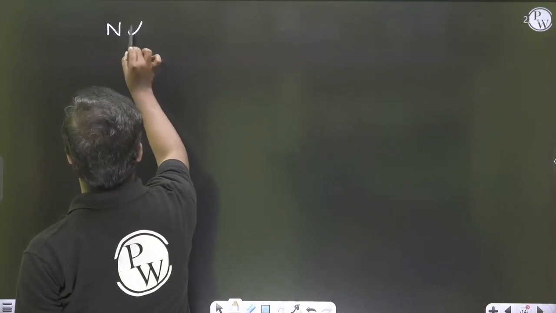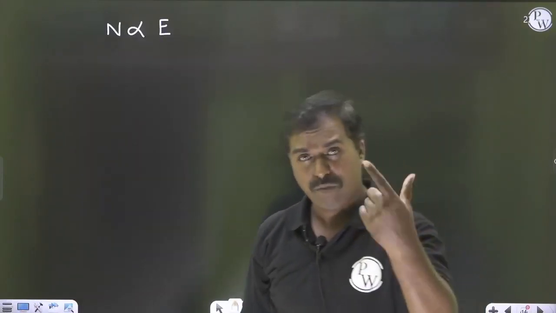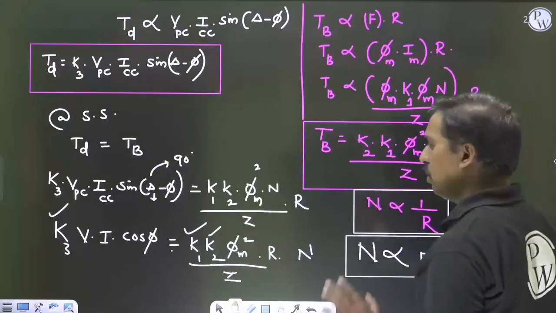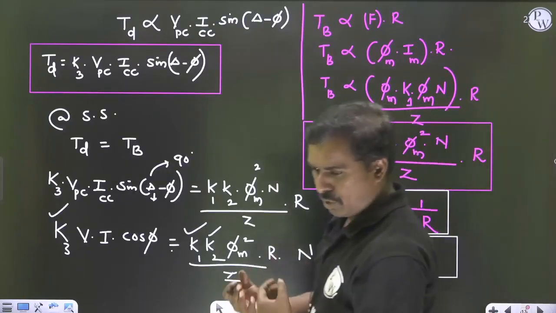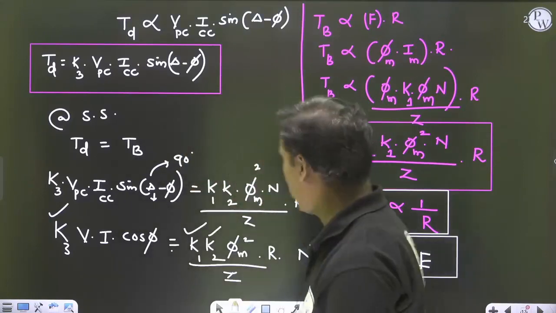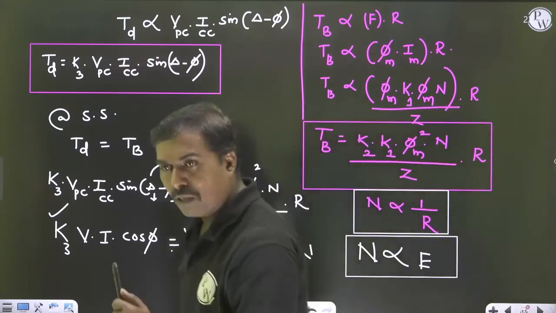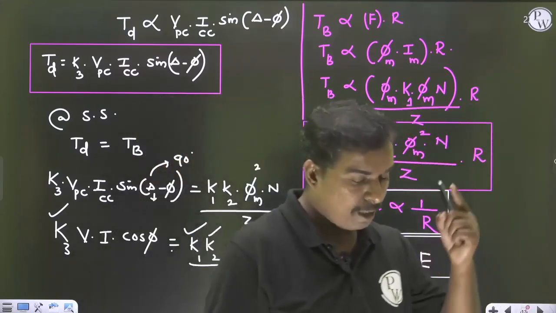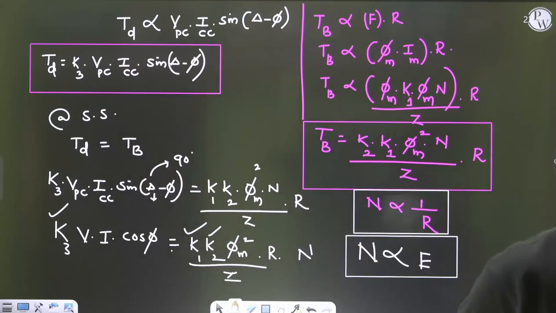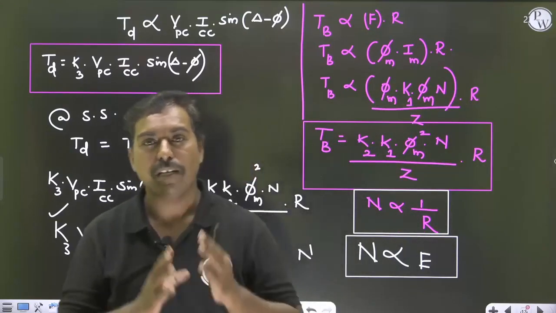N is proportional to energy consumed. The number of revolutions happening, if you want, you can take this reference derivation, but I don't want to make the students struggle a lot. But the final conclusions I am telling for the GATE examination, these are the conclusions you have to remember. The number of revolutions happening is inversely proportional to the distance between the spindle and the aluminium disc, and the number of revolutions is directly proportional to the energy consumed.